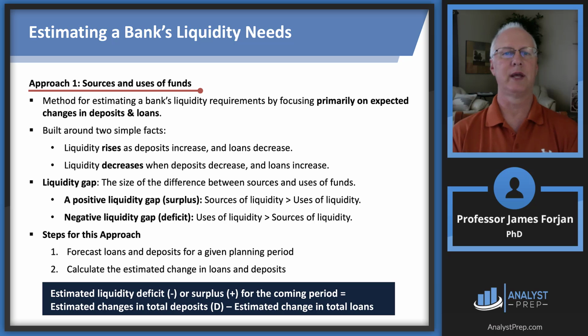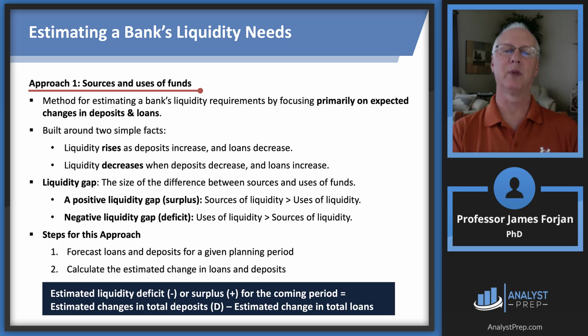And let's look at three different approaches, right? So sources and uses of funds. All right, this first one focuses primarily on the expected changes in deposits and loans. We've said this before. What does a commercial bank do? It accepts deposits and makes loans. So let's think about the top portion of the right and left-hand side of a financial institution's balance sheet, which then has implications.